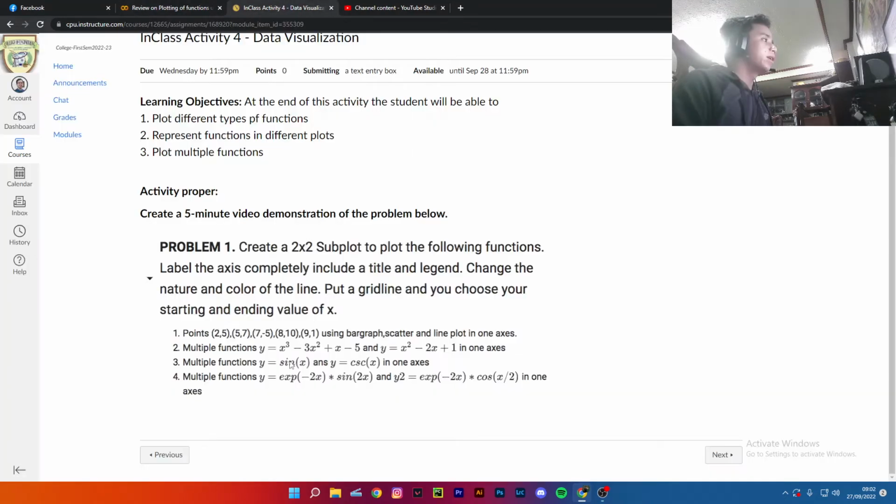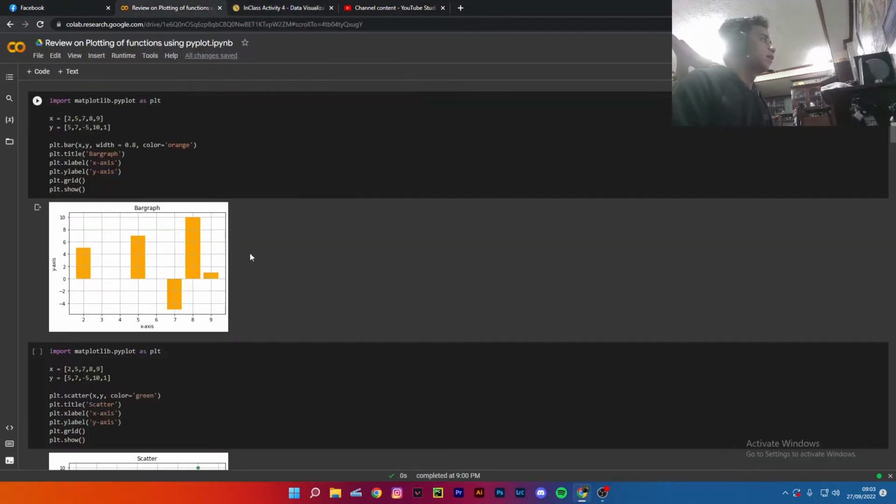So on the first problem here, we have: create a 2x2 subplot of the following functions. Label the axis completely. Include a title and a legend. Change the nature and color of the line. Put a grid line and choose your starting and ending value of x. So here in number one, we are already given the x and y values. So we're going to plot this in a bar graph, scatter, and line plot in one axis. One axis, I'll explain that later.